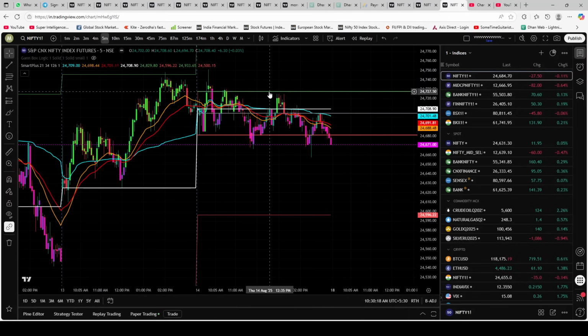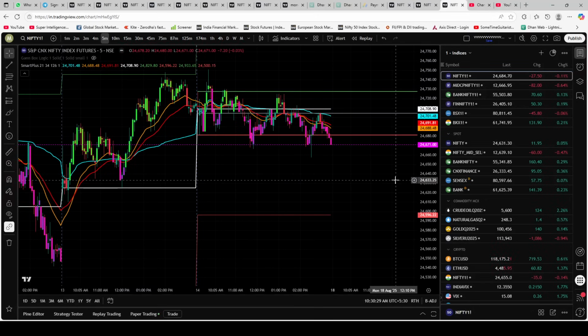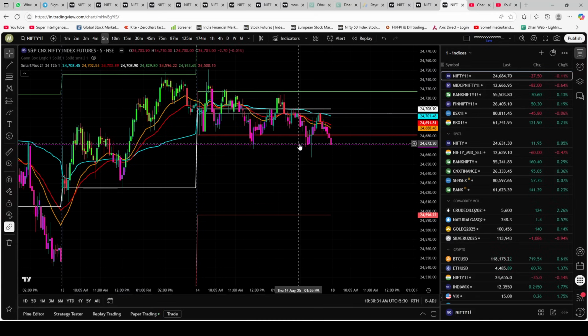On a general day, if the candles are above both the moving averages, above the day open line, above the VWAP, and it goes past this 15 minutes high also, things are going to get bullish. If the candles are below both the moving averages, below the VWAP, below the day open line, that means things are going to look bearish.